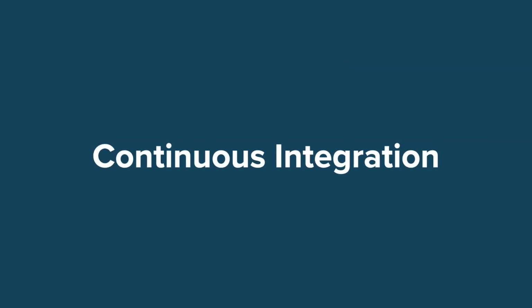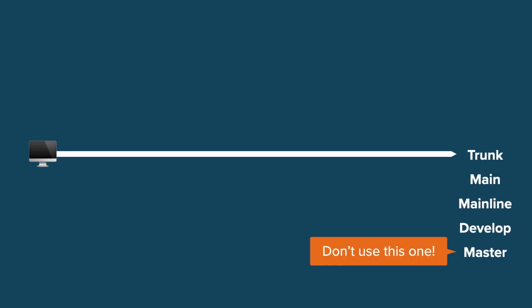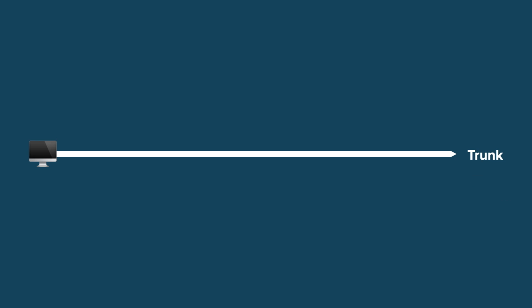Here's the deal. Software engineering teams keep their source code on a central server. The most up-to-date version of this code is usually called trunk, or sometimes main, mainline, develop, or master. When an engineer wants to fix a bug or add a feature, they take a copy of this code and make their changes. Then they merge their changes back into trunk.